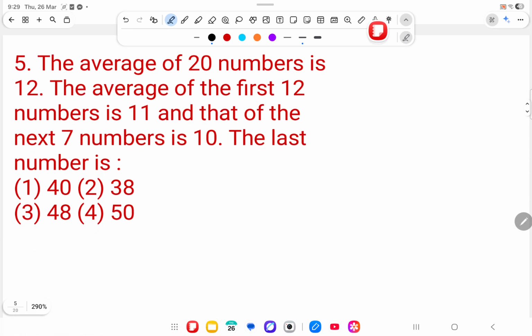The average of 20 numbers is 12. Then sum becomes 240. The average of first 12 numbers is 11, means 11 into 12, 132. And that of the next 7, next n, I am taking it as n.